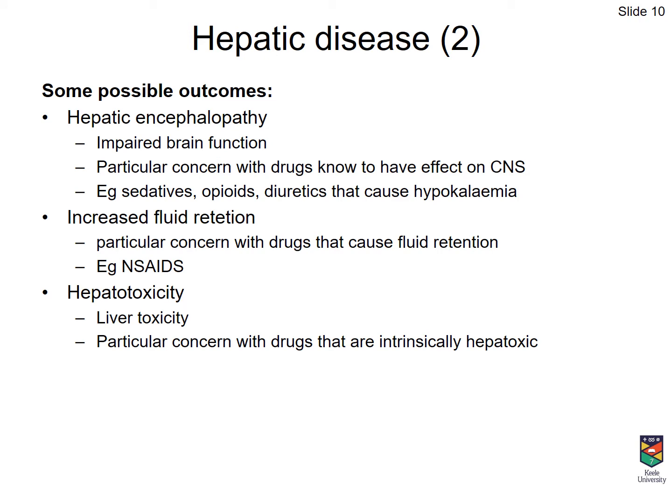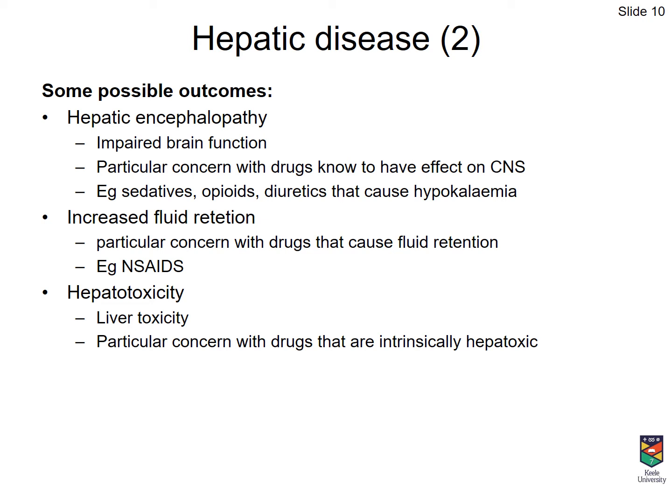So what are the potential outcomes of giving a patient a drug that undergoes hepatic metabolism and the patient also has hepatic disease? Well, one possibility is something called hepatic encephalopathy. Hepatic encephalopathy basically means that the patient is going to suffer some impaired function in their brain as a result of the hepatic disease. So imagine a patient receiving a drug that's known to have an effect in the CNS, and maybe it has a toxic effect in the CNS, and it also undergoes liver metabolism.